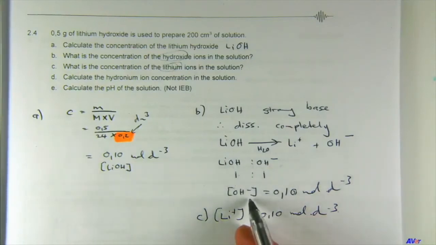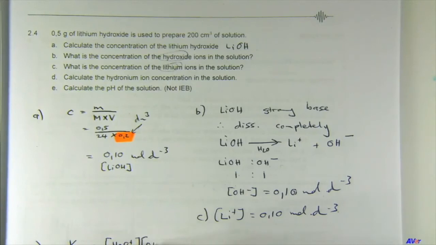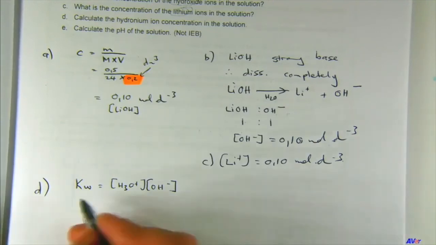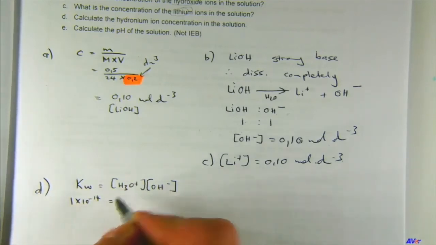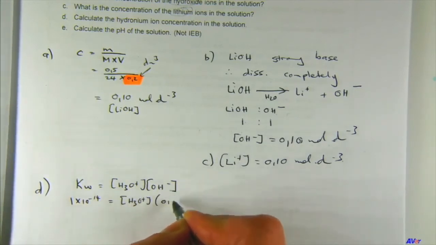I've got OH and they're asking H3O+. How do I go from H3O+ to OH minus? KW. So it's a quick one. Whenever you want to switch between H3O+ and OH minus, we're going to work with KW. Now, they should actually tell you that they're working at 25 degrees Celsius. But if they don't tell you, just assume that you're working at 25 degrees Celsius, so that you can use KW is 1 times 10 to the minus 14. And I'm looking for H3O+, and the OH minus I already have, 0.10.